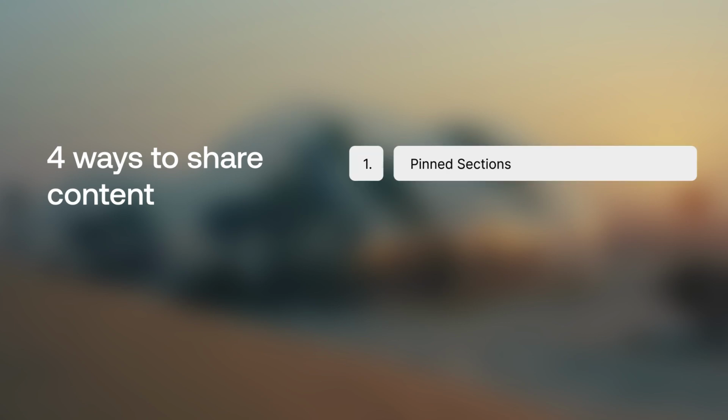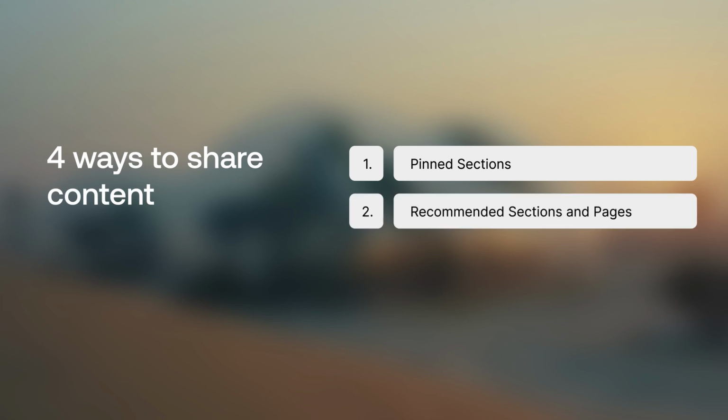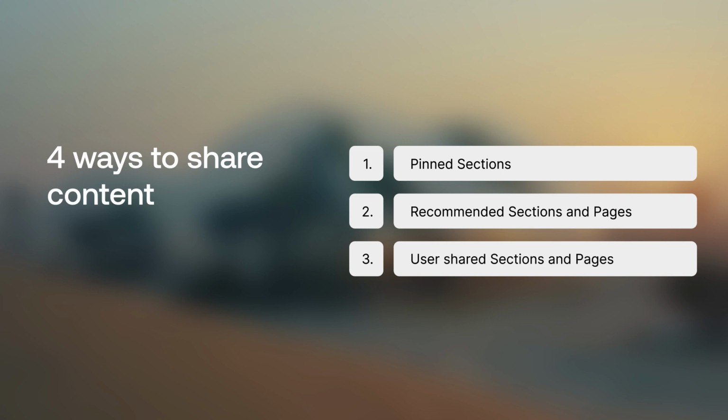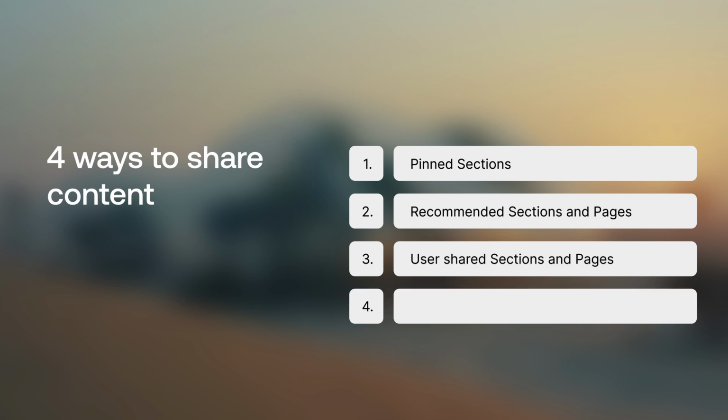There are 4 main ways content can be shared across Planhat. First, sections can be pinned to a user's home by the admin. Second, sections and pages can be recommended to users. Third, users can share sections and pages that they've created. And fourth, sections can be promoted. Let's dive into how each of these work.